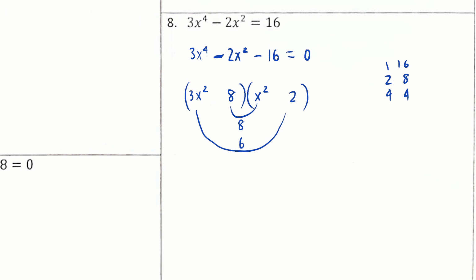Now what about the 1? Negative 1 in the middle. So it has to be negative 8. So this has to be a minus 8. This has to be a plus 2. So there's my factors. Hope you guys see that.